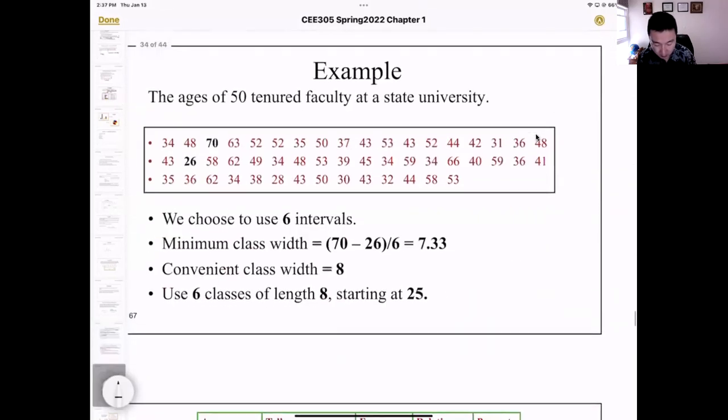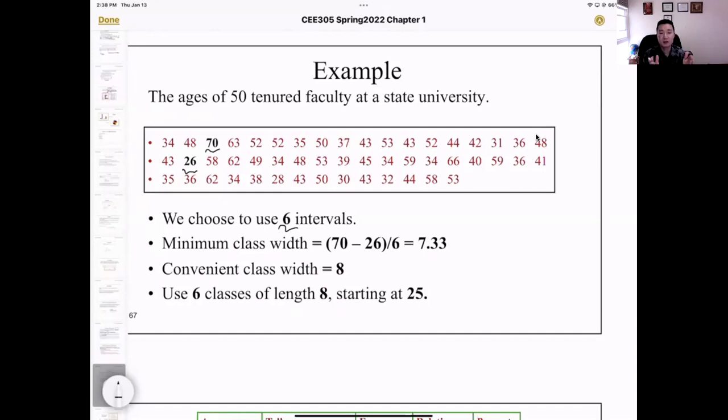Okay, so let's look at an example and plot a histogram together. It's not difficult at all. So this is the age of 50 tenured professors in a certain university. We can see the oldest is 70, the youngest is 26. So between 26 and 70, let's choose six intervals. You can choose 8, doesn't really matter.